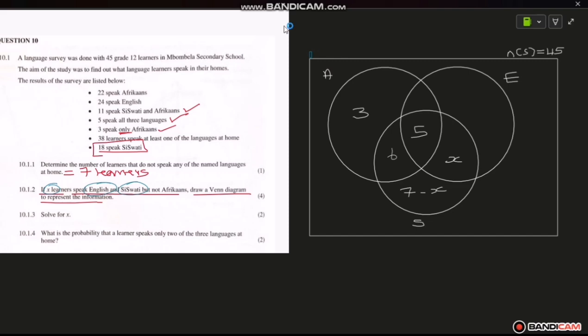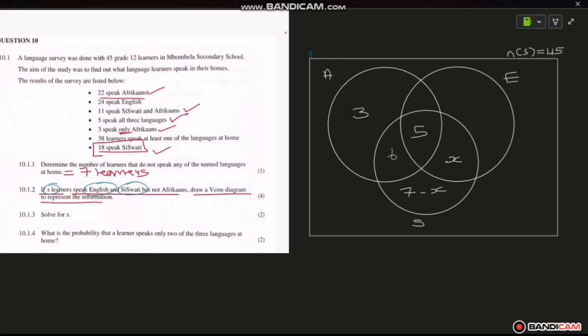Then 20, okay, we're done with it. Let me check it. 22 speak Afrikaans. So this 22, it is for the entire Afrikaans event. So what we're going to do, we're going to subtract everything, right? So that 22 minus everything, so we can find that intersection between Afrikaans and English. I hope it makes sense. Let me try to explain it.